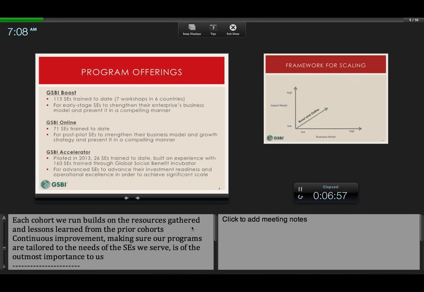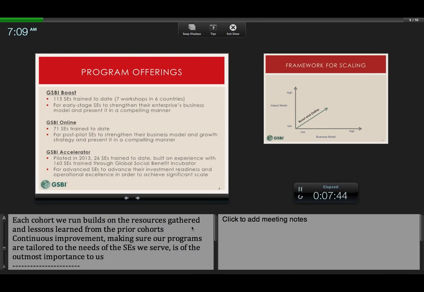We have several different programs housed within the GSBI, all marching towards that vision and mission. GSBI Boost is our newest program, and that's for early-stage entrepreneurs to strengthen their business model and present in a compelling manner. And that's a workshop format over the course of 3 to 5 days. We have GSBI Online, which is a 6-month all-online mentor training program that is for organizations in their business model and also presented in a compelling manner. And the accelerator, which you all are participating in, is for advanced entrepreneurs to advance their investment readiness and operational excellence in order to achieve significant scale.